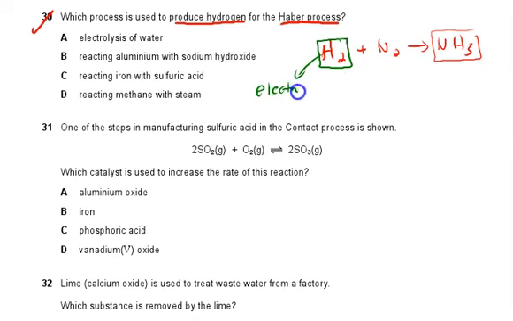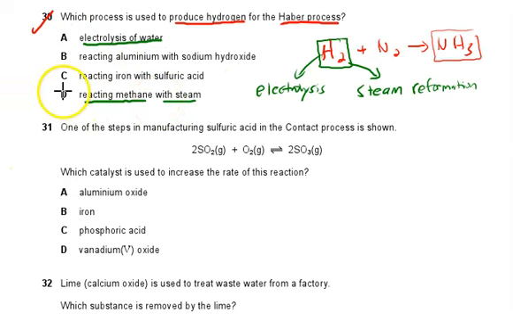One is electrolysis, and this is a very high cost, and you can also use the normal method that is used in this industry, steam reformation. Okay, steam reformation with the methane gas. So you have two answers here: electrolysis of water and also reacting methane with steam. So the best answer here will be D. Okay, so this is the most common method used in the industry.